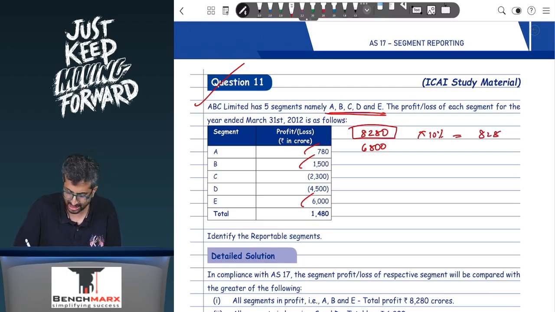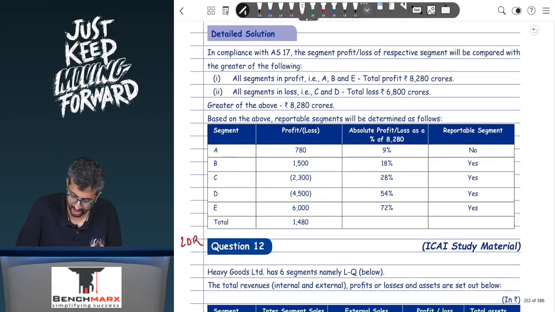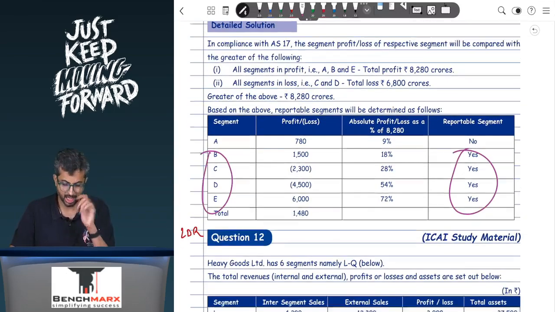Okay, so if I take this as 828, what are reportable? Well, what is reportable is: division A is not, B is, C is, and D, even if it is loss making, it is a loss more than 828, and so is E. So basically, if you see at the end, B, C, D, E are the reportable segments. Then is question number 12.